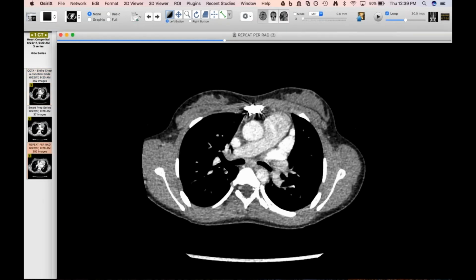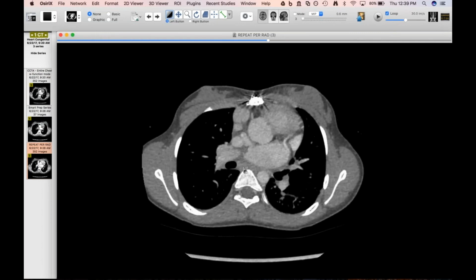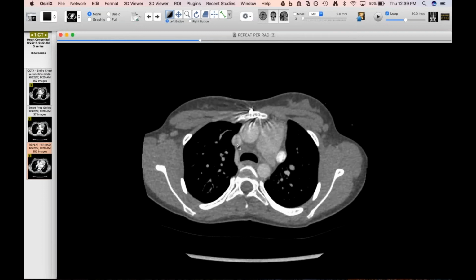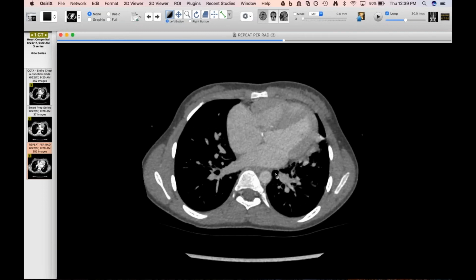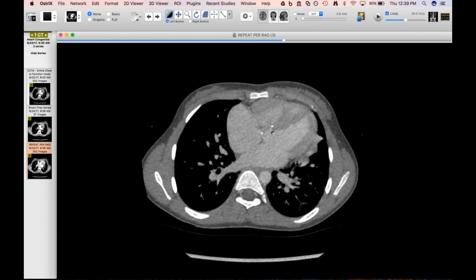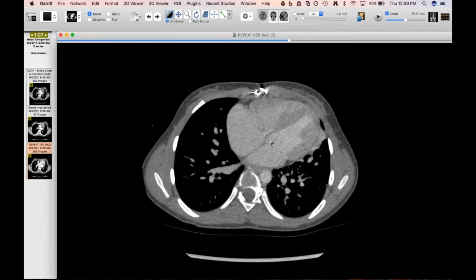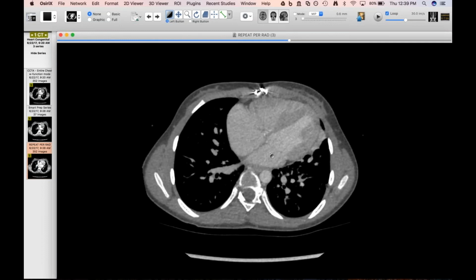And so the technologists, of course, noticed that something was wrong and they did a delayed. And now we can see on the delay that we have filling of both of her superior vena cavae. So this is at least the second case now I've seen of this being associated with other congenital heart disease, where it was undiagnosed and patients underwent repair of other abnormalities without having this noticed.